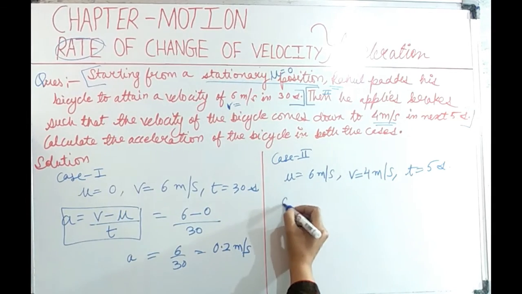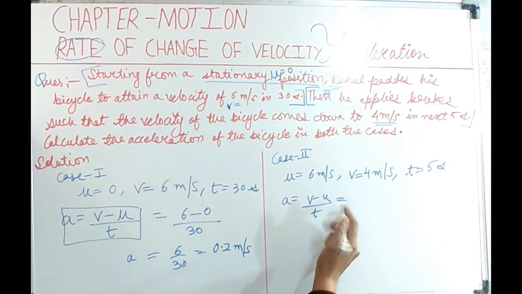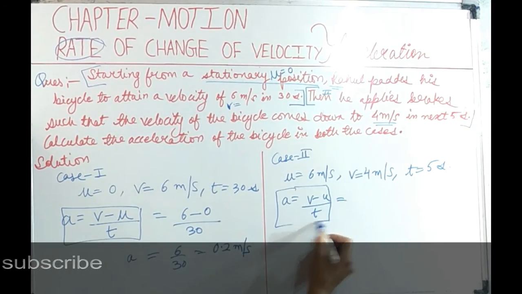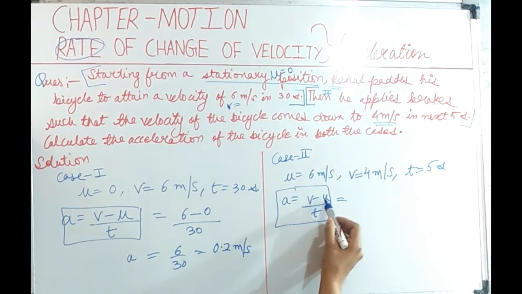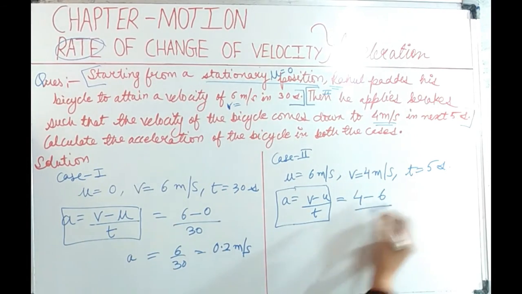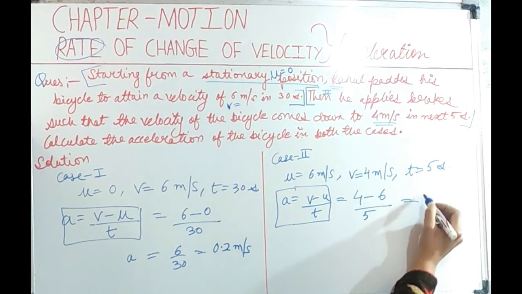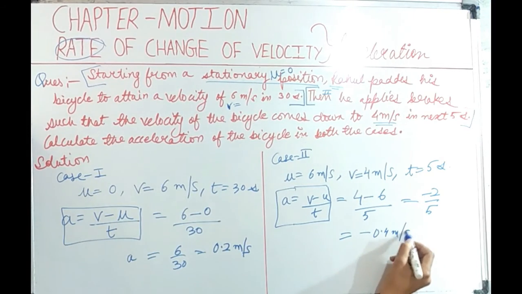So in case number 2, just apply the formula. Acceleration is v minus u by t. Always remember this formula. This is going to be very helpful while solving the numericals. Acceleration is change in velocity by time taken. Final minus initial by time. Final is 4 and initial is 6 and time taken is 5. Here you will get negative value. Why negative? Because the object is applying brakes now. He is reducing the velocity now. So in that case, we are getting a negative value here. You divide it by this, then we will get minus 0.4 meter per second.